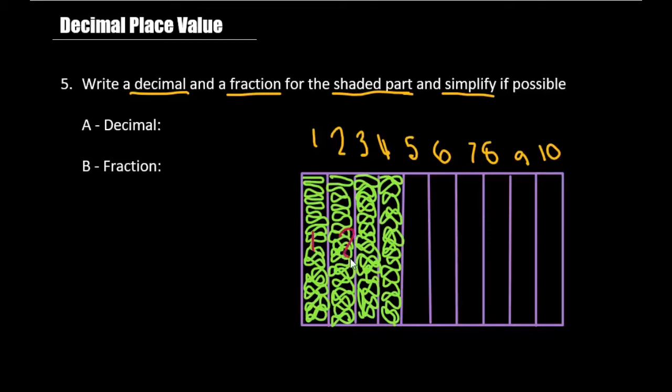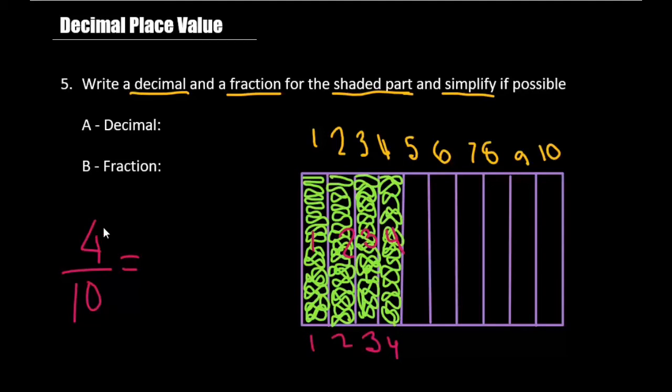1, 2, 3, 4. We don't need to count, but I was just counting so that you guys could keep along with me. So it's 1, 2, 3, 4, if you can't really see those numbers. So basically, 4 out of 10 parts are shaded. So we're going to write that as a fraction. 4 out of 10 parts. That means 4/10. But this can be simplified.